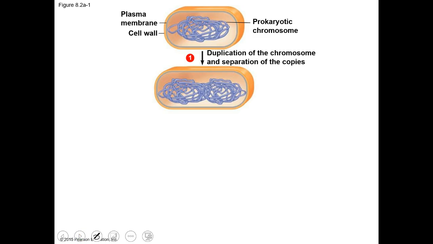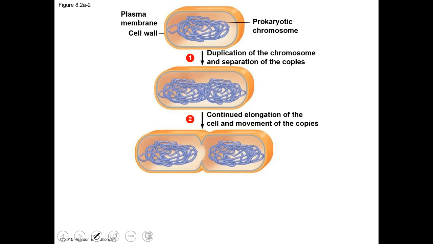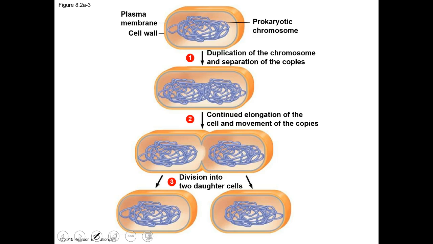So first we've got our circular piece of DNA. And then we've got to duplicate that. We know that these are the instructions. So now we have two sets of instructions. We elongate the cell, put an exact copy of the instructions within each cell, and then we split them, and alas, we have two daughter cells. Okay, so not very hard.